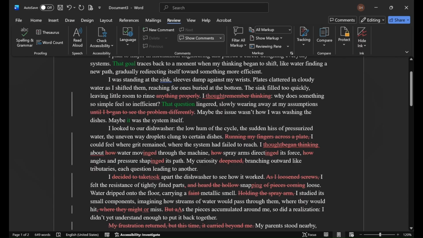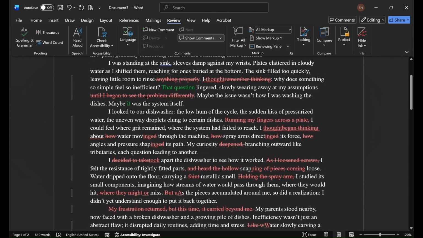And then the other things that we can try and look for are like this phrase, until I began to see the problem differently. And so we actually get a sort of acting out of that sentence here, where we get the thinking maybe the issue wasn't how I was washing the dishes, maybe it was the system itself. And so instead of just describing that process, seeing the problem differently, we already get it acted out here. So we don't also, right next to it, need to say the thinking shifted.